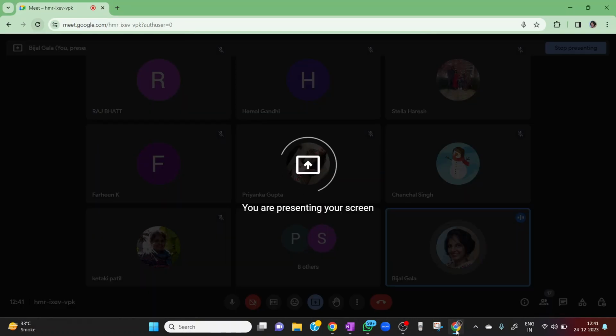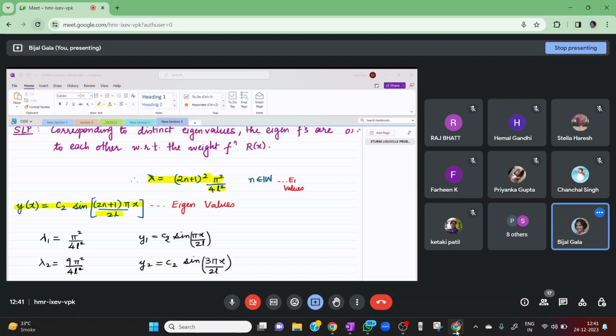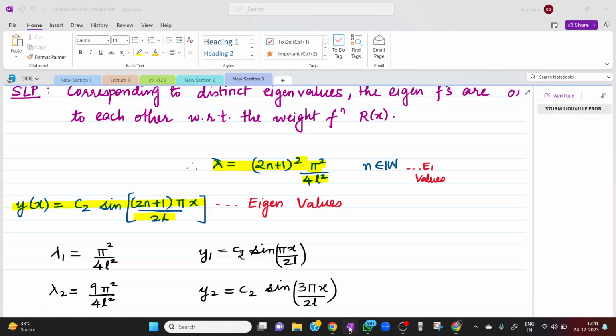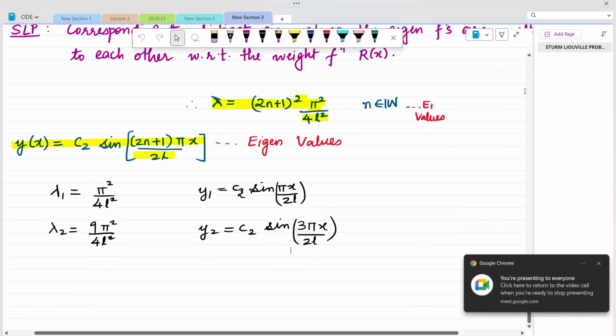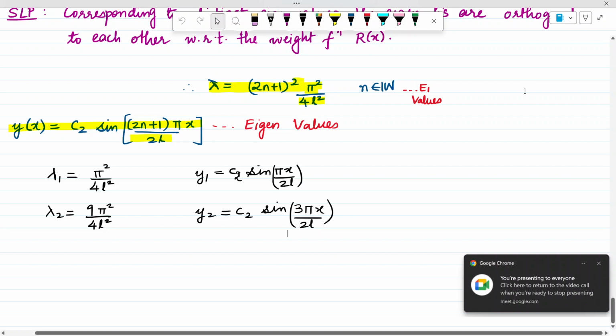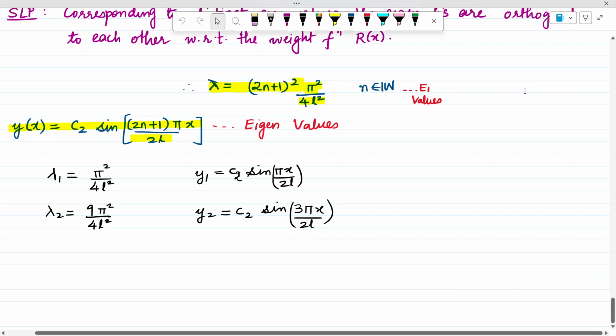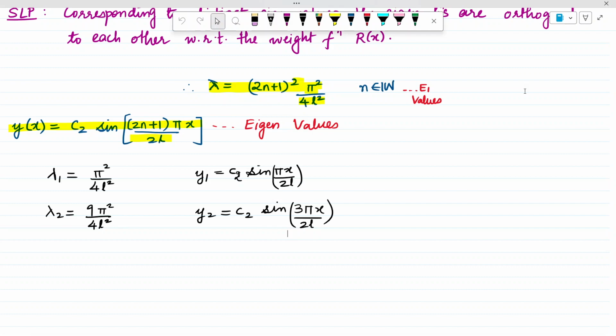Is the screen visible? Yes, please. Okay, so let's see whether the same technical issue is coming or not. Okay, how y1 and y2 were found, has everyone understood? I've just substituted the values of n, for different values of n, and we're doing this because we talk about orthogonality only for distinct eigenvalues.